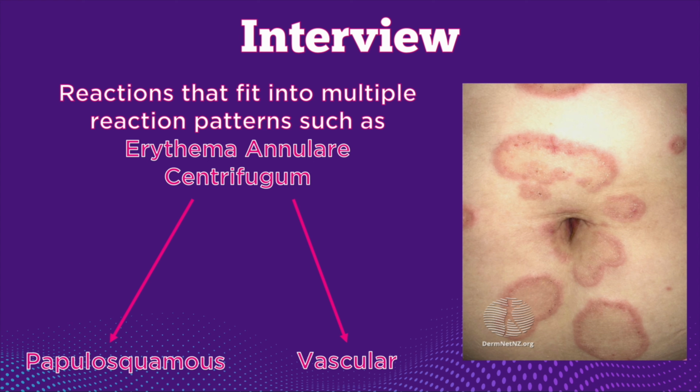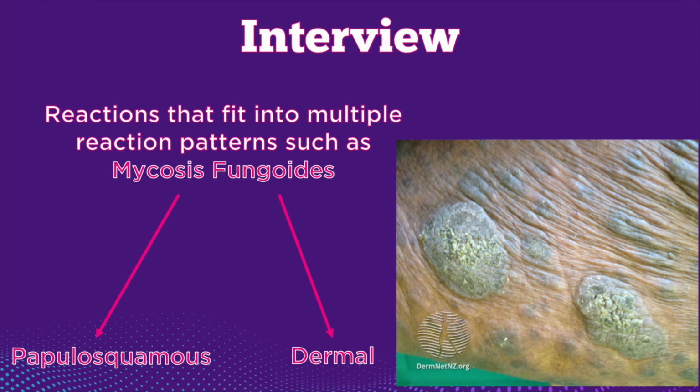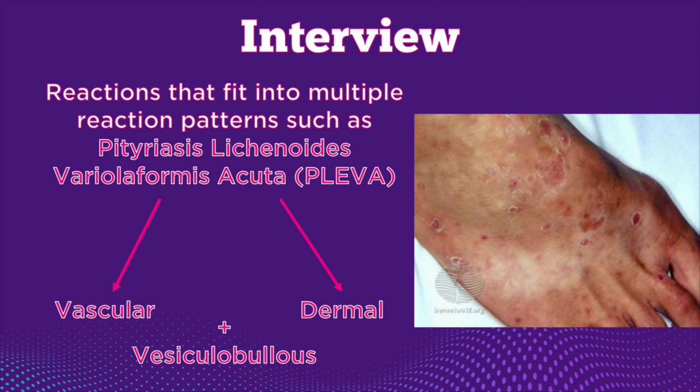But also, something that comes up in our Kodachrome sessions are rashes that can fit into multiple reaction patterns. Maybe something like erythema annulare centrifugum being papulosquamous, but also being in the figure 8 erythema subcategory of the vascular reaction pattern. So are there any other rashes or lesions in particular that you put into multiple categories? Yeah, there are a lot of examples of that. For example, mycosis fungoides is papulosquamous, but it's really also a cellular infiltrate, so it might belong in dermal. Or you might have something like PLEVA, which is, I guess, vascular, but it's also really dermal and even has components of blistering.